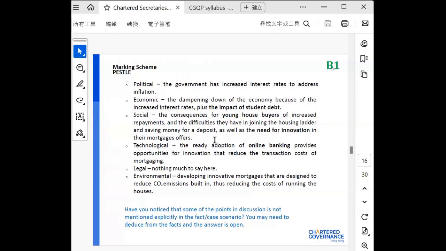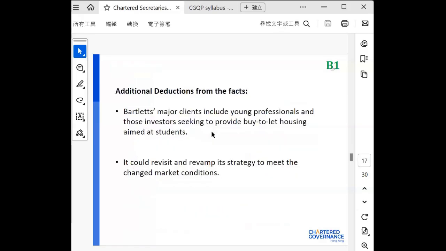So the difficult thing is that you need to really deduce from the facts. And in here, the answer is quite open. For example, it says adoption of online banking. So you may not come up with these answers because nowhere in the questions does it mention online banking. So what we need to do is to deduce some of the facts.